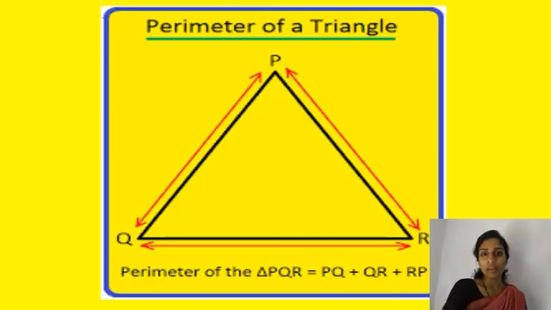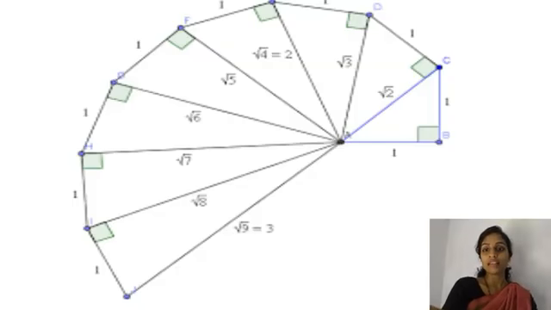Generally, how will we calculate a perimeter of a triangle? Here I have given a triangle PQR. And what is the perimeter of the triangle PQR? Yes, it is PQ plus QR plus RP. That means the sum of the three sides is the perimeter of the triangle. In this way, we are finding the perimeter of a triangle with sides irrational numbers.